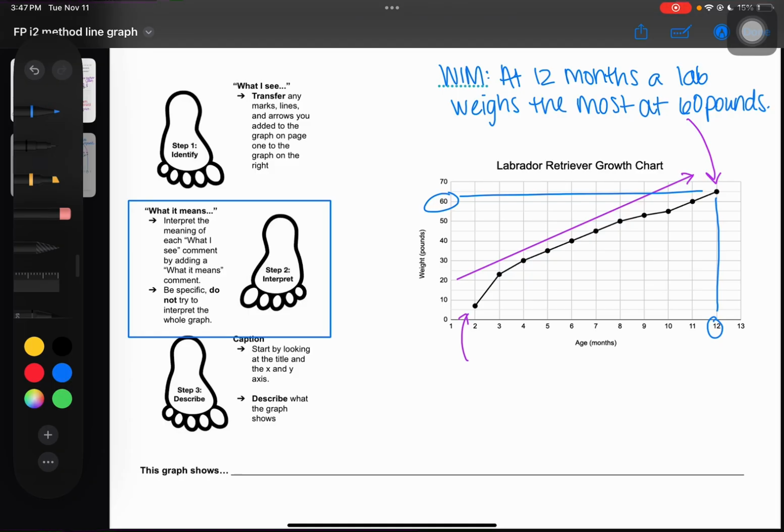Oh my gosh, I made a little error here because my line wasn't straight. That should say 65 pounds, shouldn't it? I'm going to make that change here real quick. So if I look at my line, it's actually going to be right here.